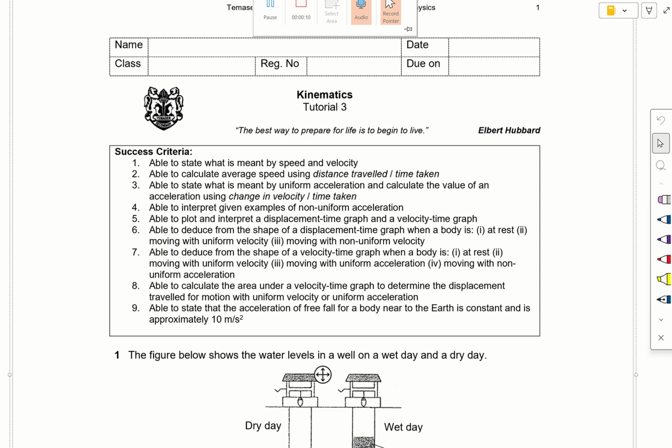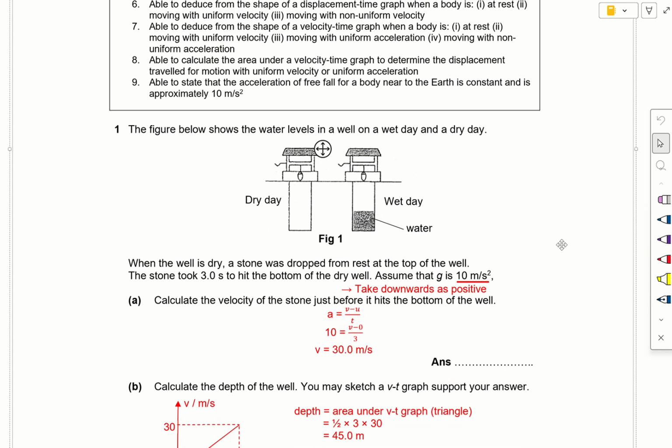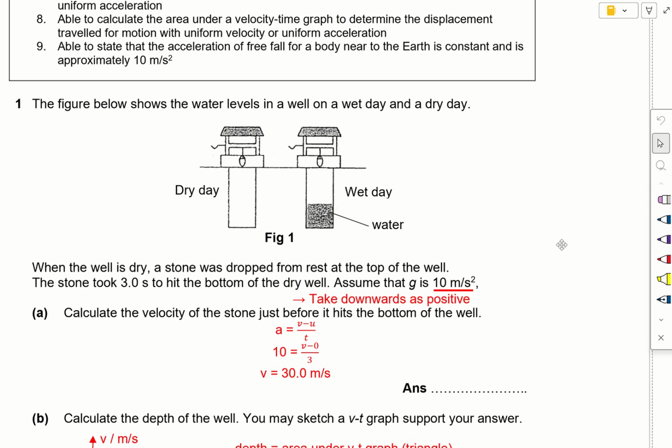The figure below shows the water level in a well on a wet day and a dry day. When the well is dry, a stone was dropped from rest. So this is important. From rest means initial velocity is 0. At the top of the well, the stone took 3 seconds. So this is our t. To hit the bottom of the dry well, so this is the case here. So this is t equals to 0 and t equals to 3. It takes this time to drop to the bottom of the well.